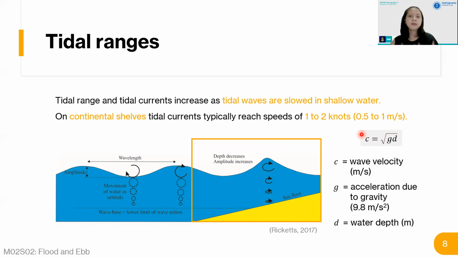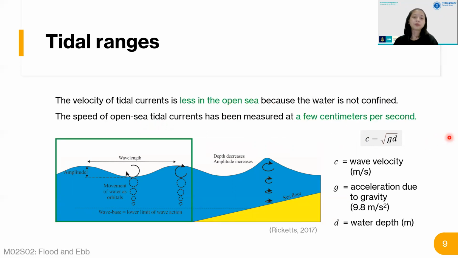For example, on the continental shelf, the tidal current typically reaches speeds of 1 to 2 knots, which is around half of that in meters per second. The other way around, as I told you, in the open sea the tidal current is less because the water is not confined. You have a lot less limitation, and in the open sea the tidal current is measured at a few centimeters per second. So it's quite a big difference.